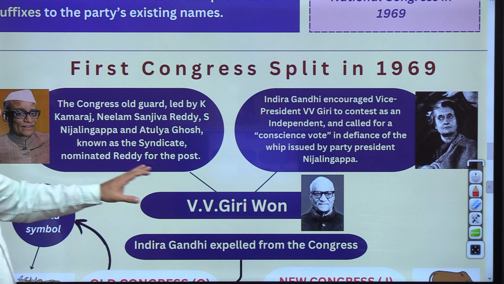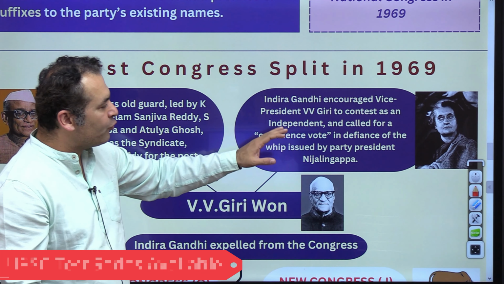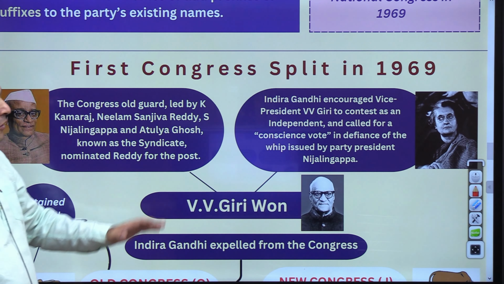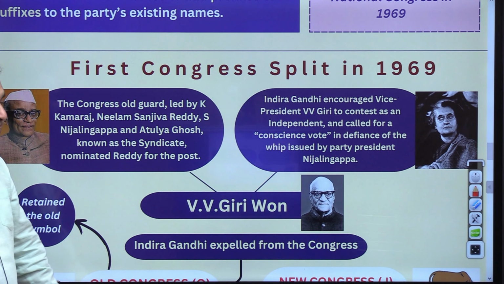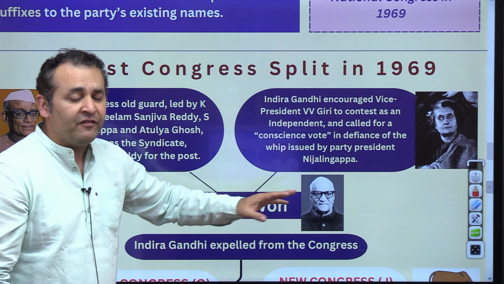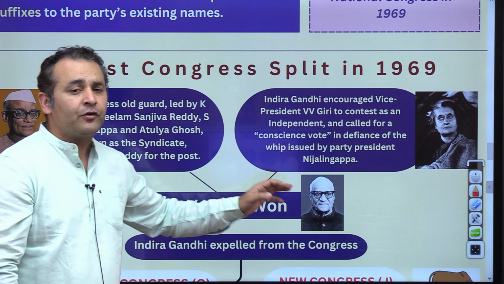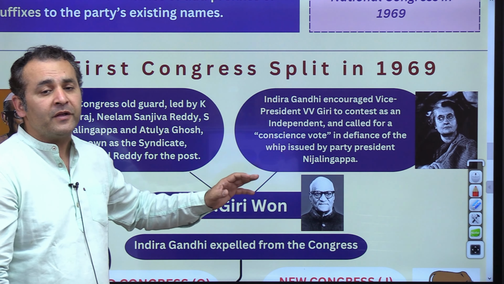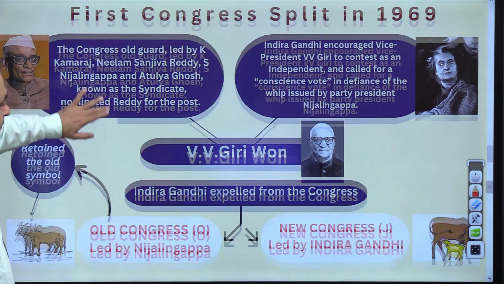They nominated Reddy for the post of president, right? Whereas Indira Gandhi encouraged Vice President V.V. Giri to contest as an independent and called for a conscience vote in defiance of the whip issued by the party president. Now, you should also know something about the whip here. What is the relevance of the whip? What is the importance of the whip? How was it introduced? Though I cannot cover it today, I am giving you a clear idea of how holistically a topic can be covered when something happens to be in current affairs, right?